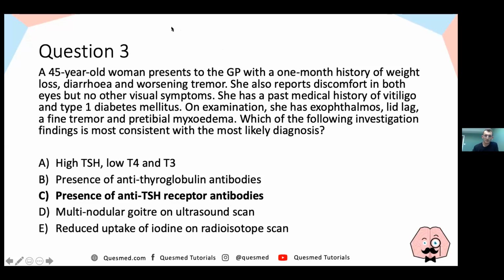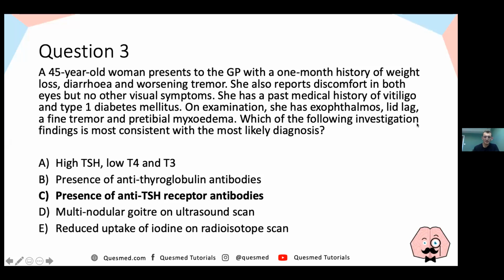Excellent. So about 54% of people got the right answer there. It's the presence of anti-TSH receptor antibodies. So this is a case of Graves' disease. Again, a young woman with a background of autoimmune disease, who has presented with symptoms of hyperthyroidism, and the fact that she has exophthalmos and pretibial myxedema points towards the diagnosis of Graves' disease.